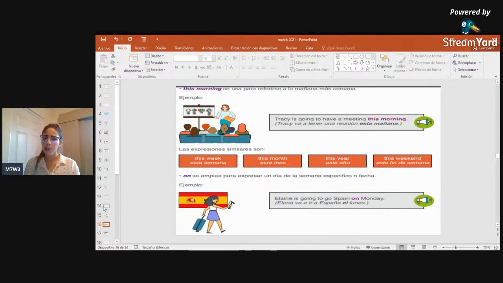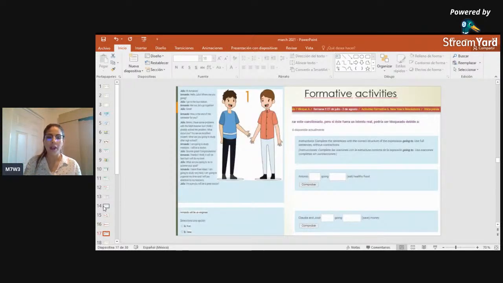We can use this week, this month, this year, this weekend. Podemos utilizar el this para especificar pues dentro de esta semana, este mes, este año o este fin de semana. And we use the expression on for a specific moment or specific date. In this case, we use it like, Elena is going to Spain on Monday. Elena va a ir a España el lunes, o sea, justo ese día, on.